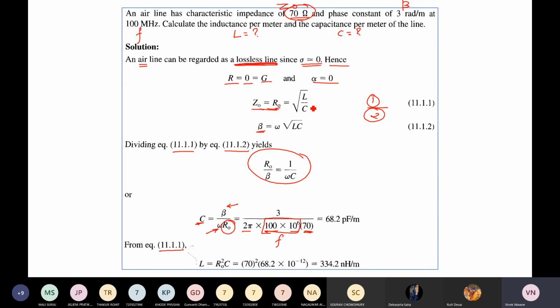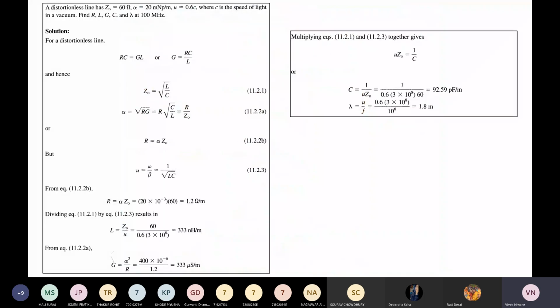From equation number 1, let us put the value of C into it. We can say that L is equal to R0 square C. R0 is nothing but Z0, so 70 square, and C we have just calculated, and therefore we can have the amount of inductance provided by an air line, a transmission line with air as a dielectric medium, 334.2 nanohenry per meter. A straightforward numerical, but without this understanding, we cannot solve the numerical.